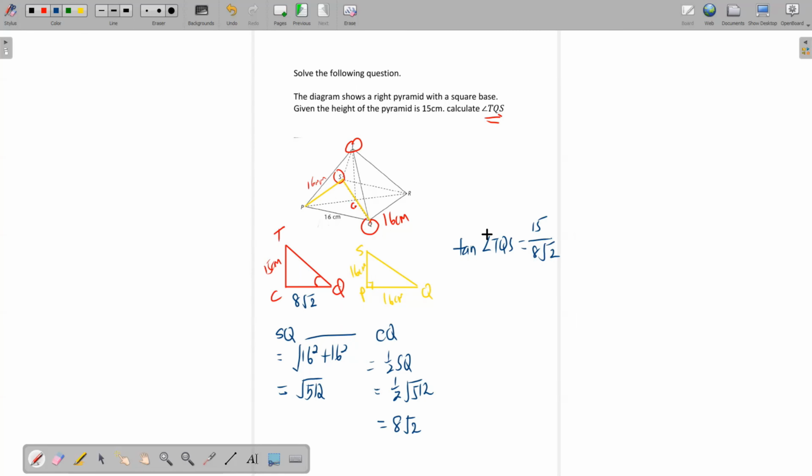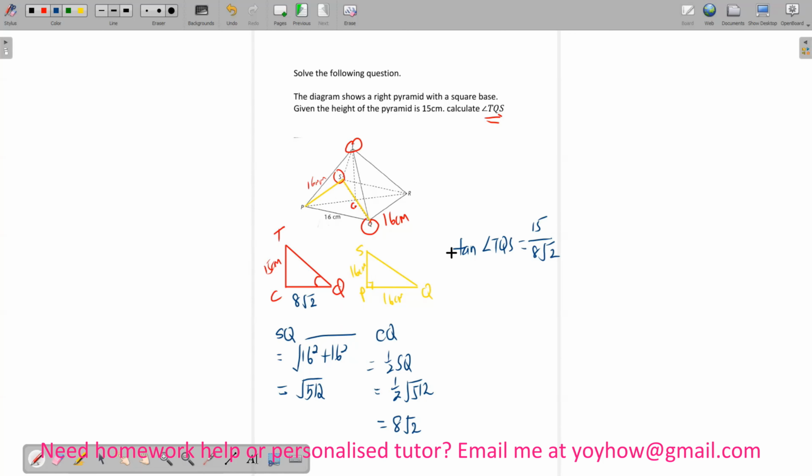Some of you might be wondering whether I should leave my answer like this or find an angle. So how do we differentiate? Questions normally will tell you. If let's say they ask you to find tangent or cos, then you will just leave it like this. But like this TQS, they want you to find the angle. So we have another step.